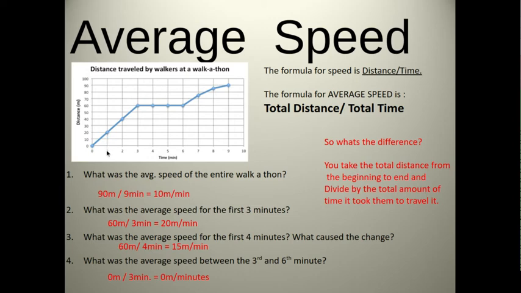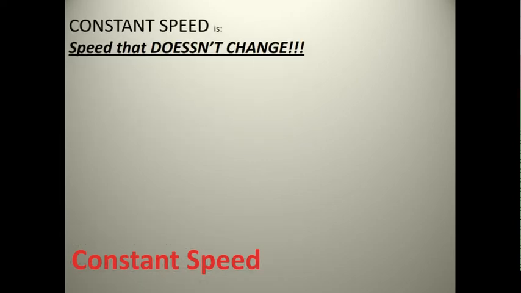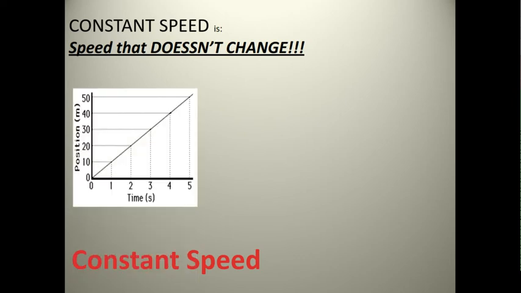Look at the first minute. 20 meters divided by 1 minute. How fast are they going here? 20 meters per minute. 20 divided by 1. That's the average speed. Constant speed. When something's constant, it means it doesn't change. Speed that doesn't change, that's constant speed. If we look at this graph, we see that it's a straight diagonal line. At any point on this line, we should get the same number.